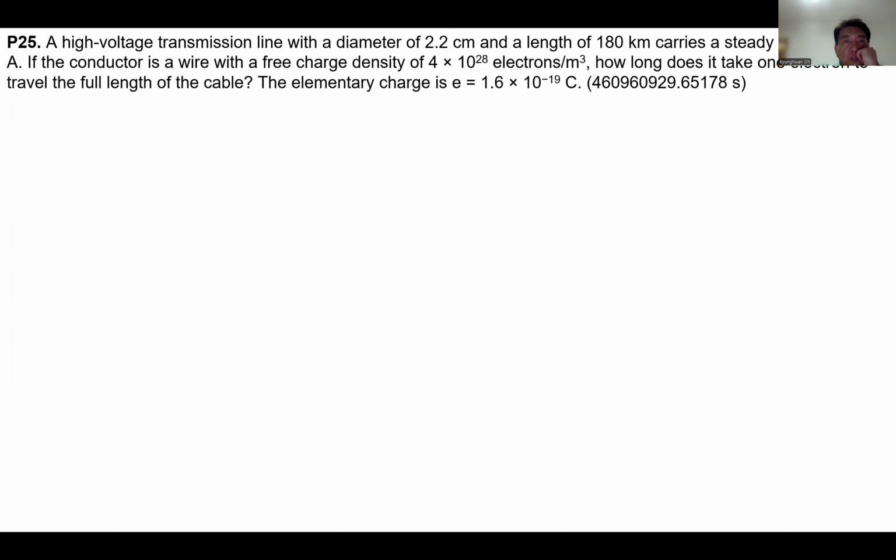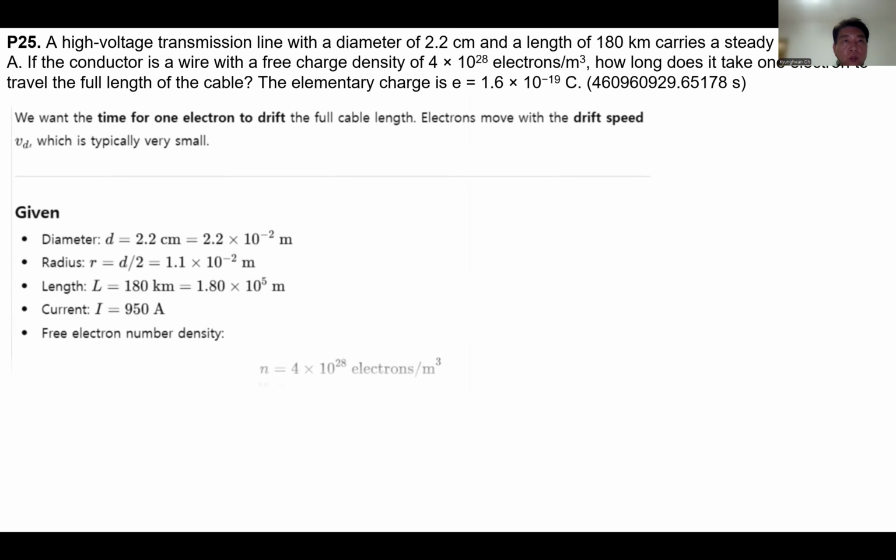A high voltage transmission line with a diameter of 2.2 centimeters and length of 180 kilometers carries a current this much. And if the conductor is a wire with a free charge density of this electron density, how long does it take one electron to travel the full length of the cable? So we want the time for one electron to drift the full cable length.